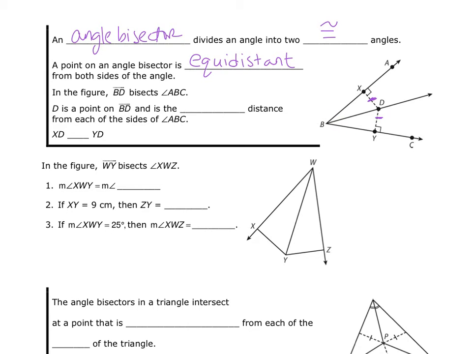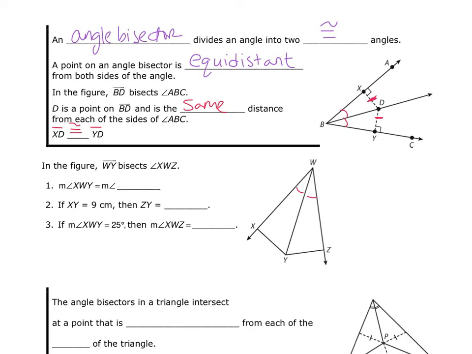So that tells us in our picture that we've got congruent angles, and it also tells us that if we connect that point D directly to the edge of the angle, that it will be perpendicular, and it's going to be the same distance away from each of the sides of that angle. So the segment XD is congruent to the segment DY or YD. So in our picture down below, we've got YW or WY bisects angle XWZ. So these two angles will be congruent to each other.